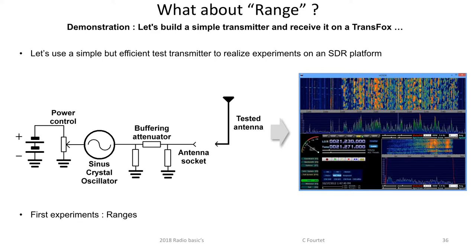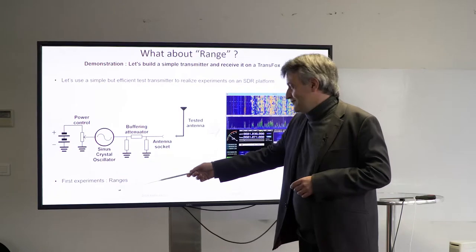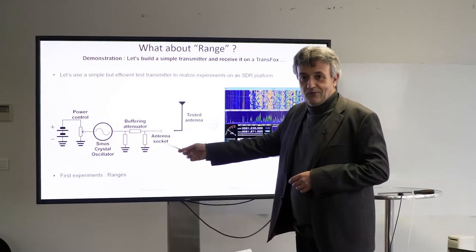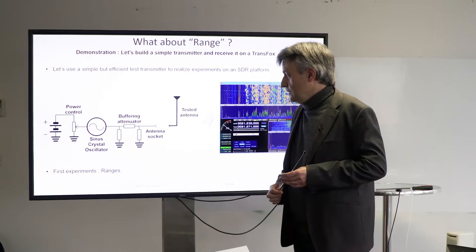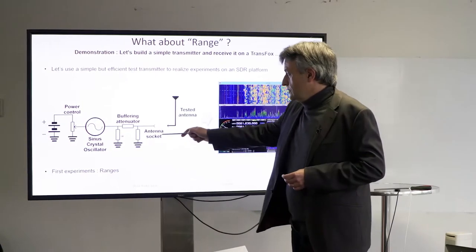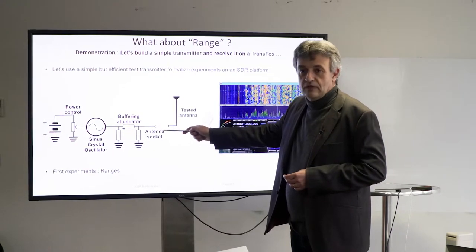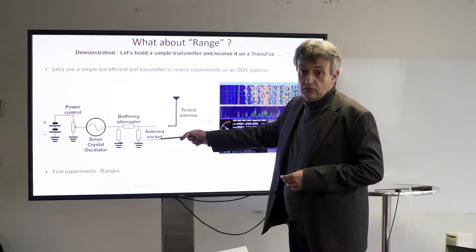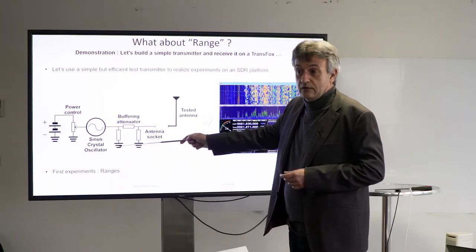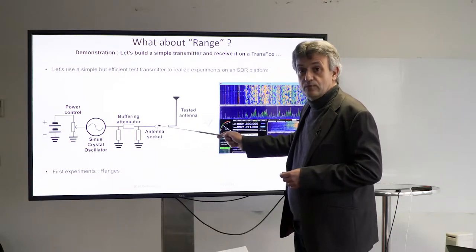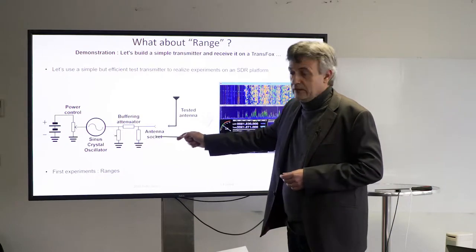I've been making a small pedagogic transmitter, which is basically composed of an oscillator. To do that, I've been using a computer crystal oscillator, very simple, from Mouser. But I've been adding an attenuator. I could have used an amplifier, but it's much better to have an attenuator, particularly because I want extremely reduced power here. So it's better to use an attenuator.